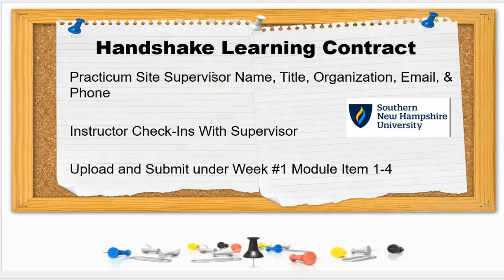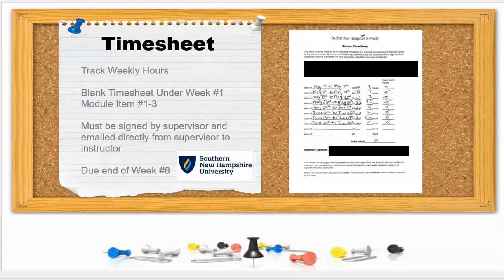And all of that information should be included in the handshake learning contract that you had approved for your practicum or internship experience. You're going to want to upload this handshake learning contract under our week number 1 module. It's item 1-4. If you don't have your handshake learning contract, at the very least, I need you to submit, say, a Word document that includes all of this information that you see listed here, as well as your learning objectives.